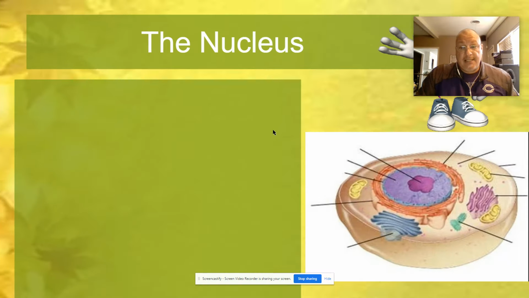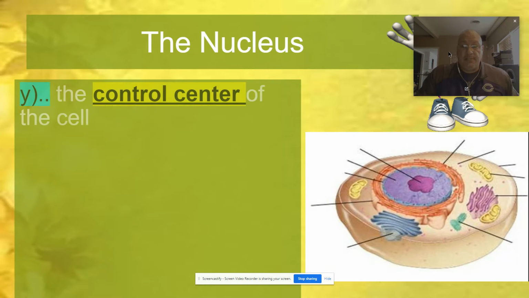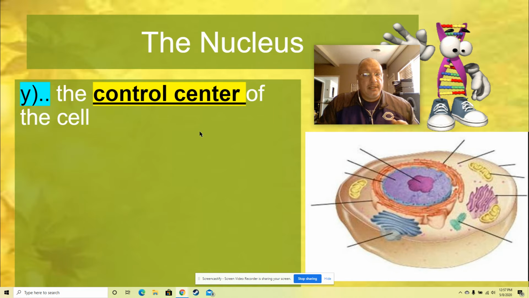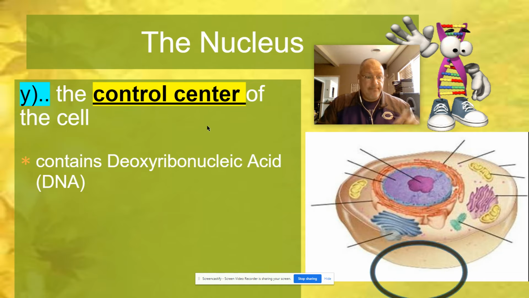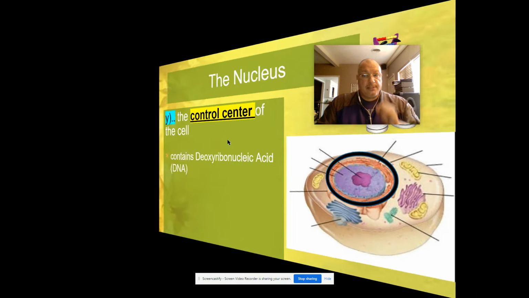Okay, so the next thing that we have in eukaryotic cells is the nucleus. The nucleus is the control center of the cell, and it contains that really important stuff called deoxyribonucleic acid, DNA. That's the blueprint of the organism, you or your cat or whatever. Okay, so it's located in the nucleus.